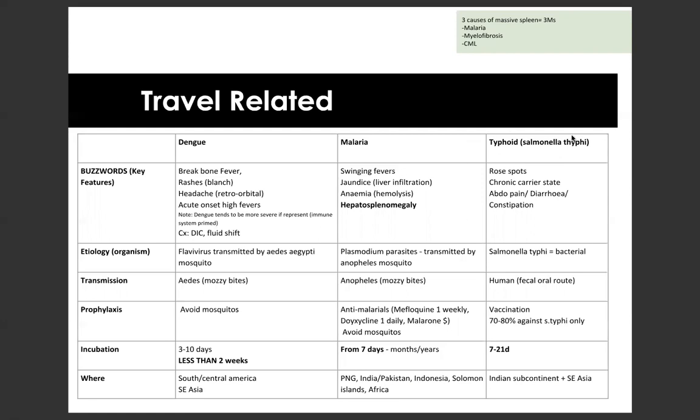And then typhoid has the rose spots. And it's interesting in that this can cause both diarrhea and constipation. And also listed here are the top 3 causes of massive spleen, so you can think of the 3 M's. So malaria is always a differential to keep in mind.